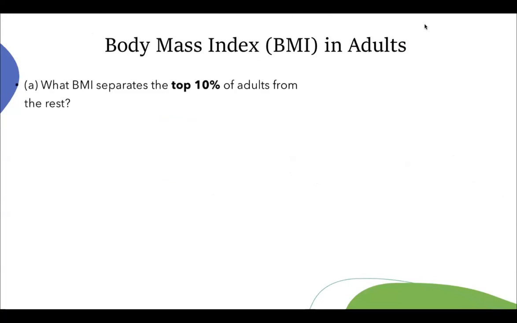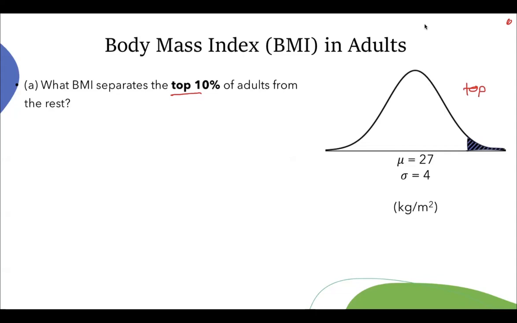And we're going to round to 2 decimal places. Okay, let me try to get my pen working here. Okay, the top 10% is on the right. We're going to shade in the topmost 10%. This vertical line is what we're being asked to find. That's the BMI we're being asked to find.